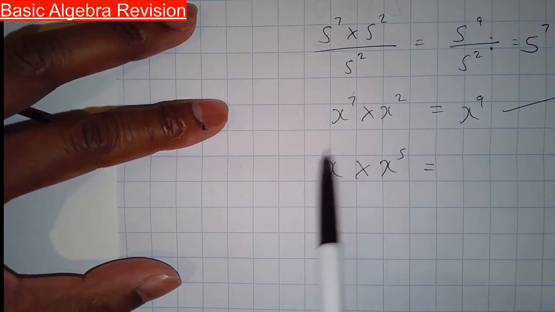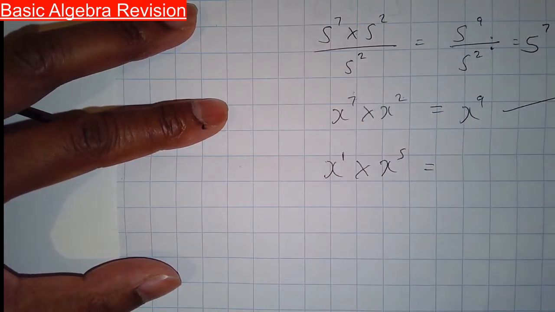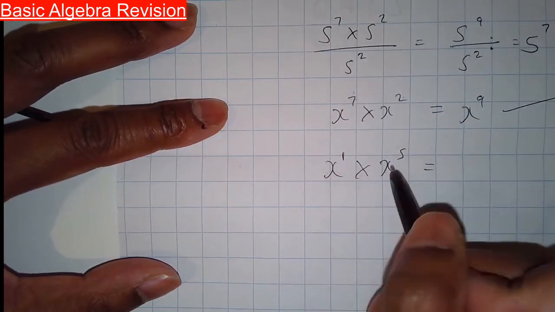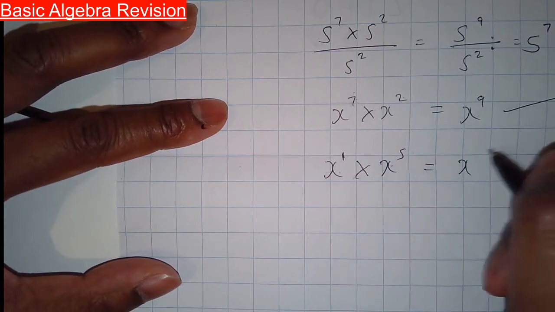If you see something like this, you can put a 1 there. It's the same thing. So the base is the same, and because you're timesing, you have to add the indices. 1 add 5 is 6.